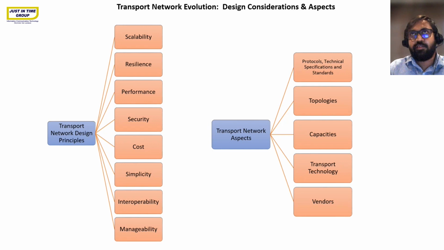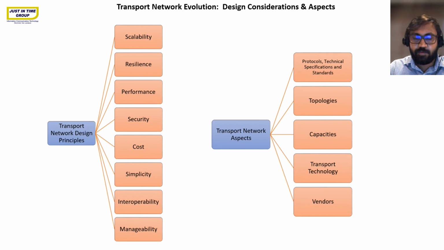That means you should be able to do your capacity upgrades and network upgrades in a scalable manner, without having to phase out the entire infrastructure to introduce a new feature. The other thing is how resilient your transport network is. If there is a node failure, a fiber failure, a link failure, or a microwave link failure, then the network infrastructure has to be resilient.